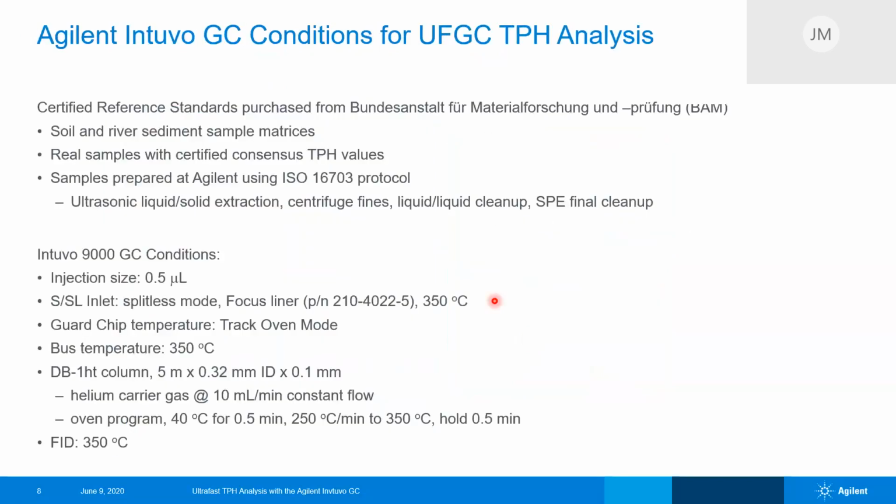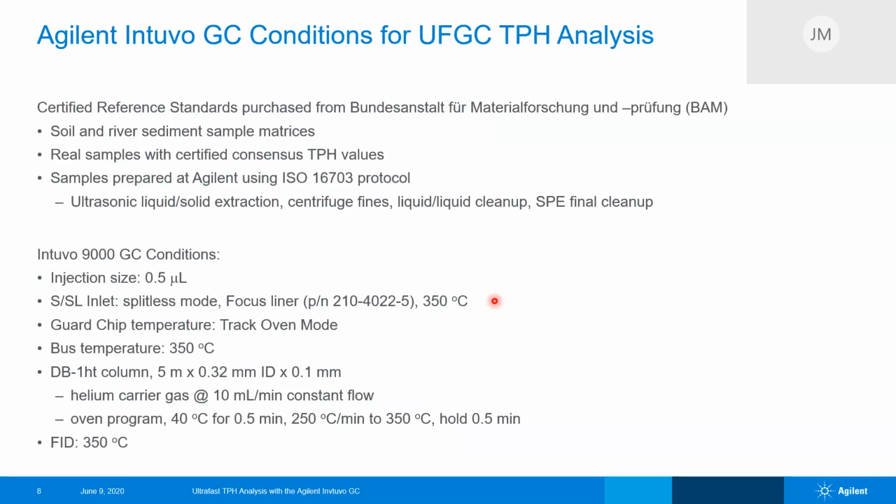Okay, so let's look at the specific way we're going to apply Agilent's Intuvo Ultrafast capabilities to making the TPH method according to ISO 16703 faster. So we're not going to be using the instrument conditions specifically outlined in the ISO methodology, and that's because it is geared towards an air bath oven, and we're going to be using Ultrafast GC.